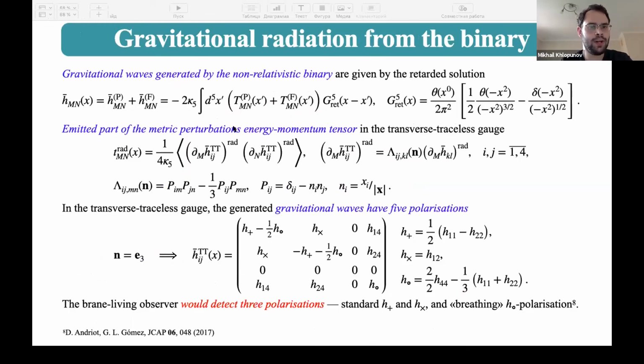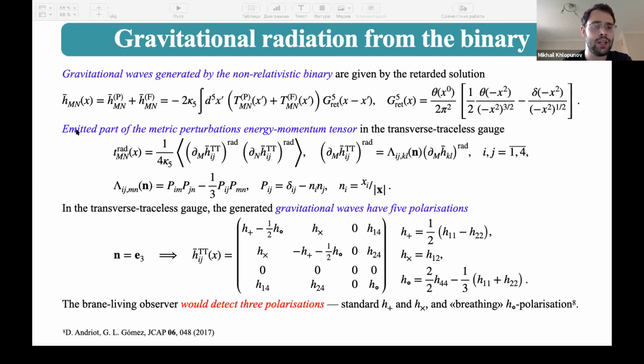Gravitational waves generated by such a non-relativistic binary are given by the retarded solution of the equation of motion for the gravitational field, and it consists of two terms. The first one is the contribution from the point particles into the gravitational field, and the second one is the contribution from the scalar field energy momentum tensor. And the 5-dimensional retarded Green's function is given as follows.